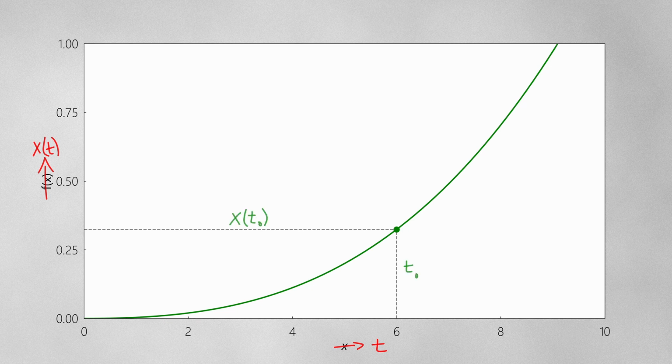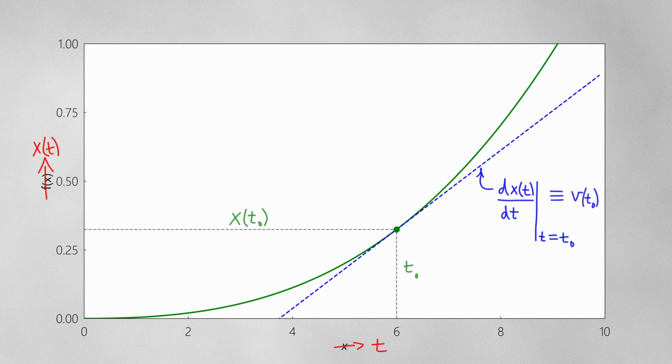Now, at some particular time, let's say t0, we can take the derivative of the object's displacement with respect to time, and then evaluate the resultant derivative at t0. This will give you the object's instantaneous velocity at time t0. You can also find an object's instantaneous speed in the same manner.